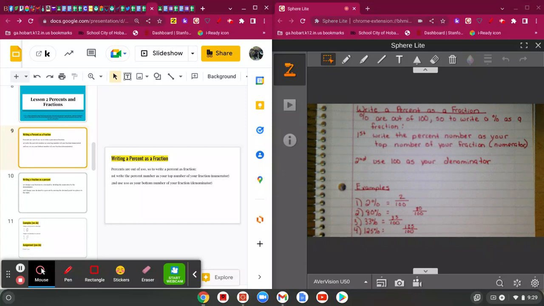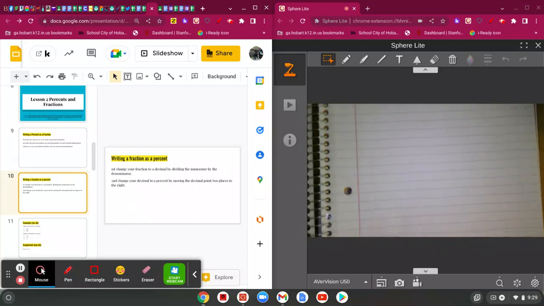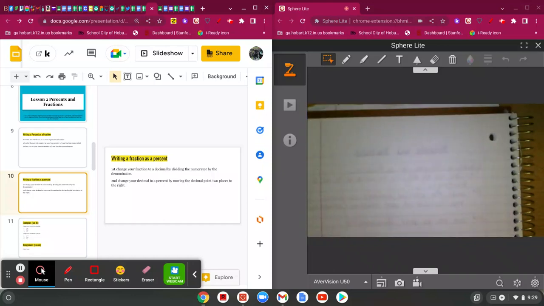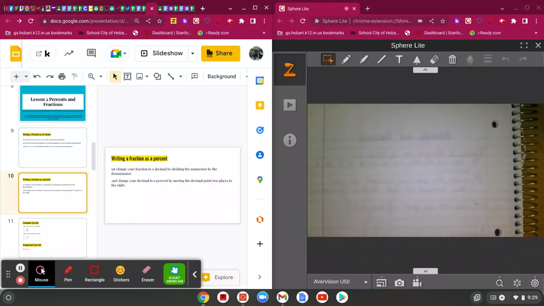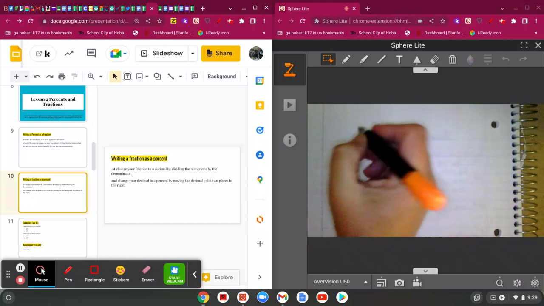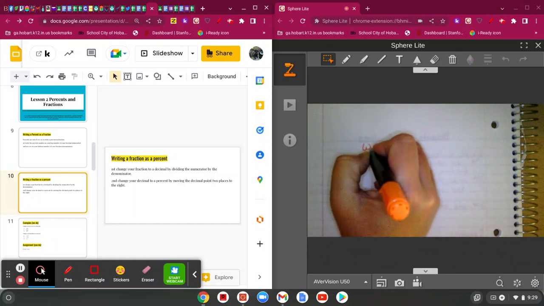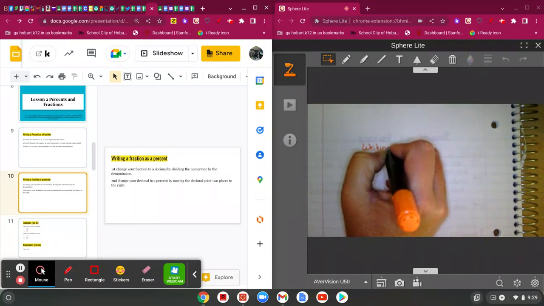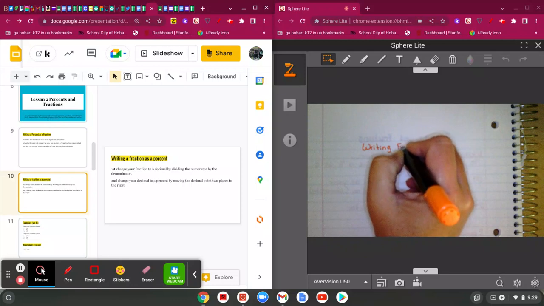Okay? So now we're going to switch it up just a tad, and we're going to look at writing a fraction as a percent. So we're going to kind of go the opposite way. So, writing fractions as percents.